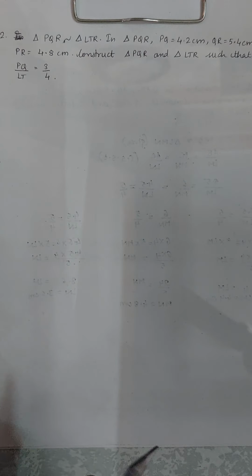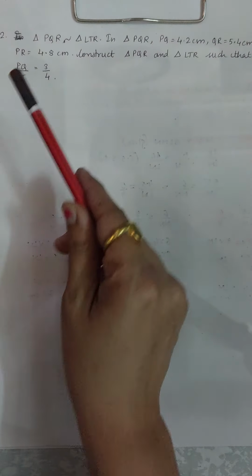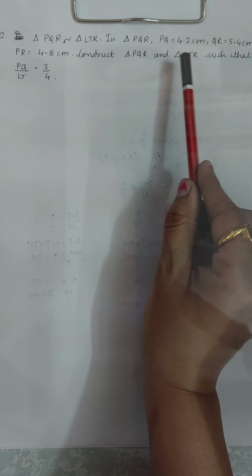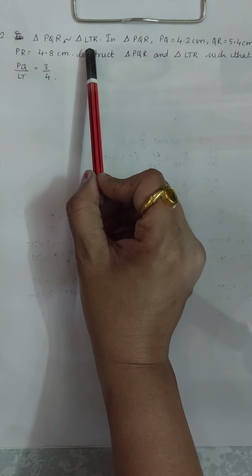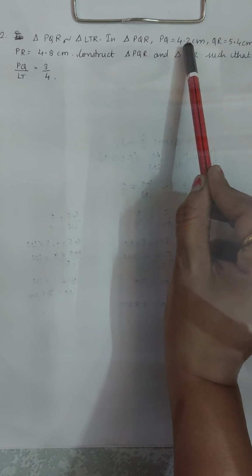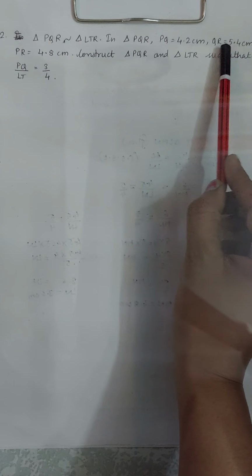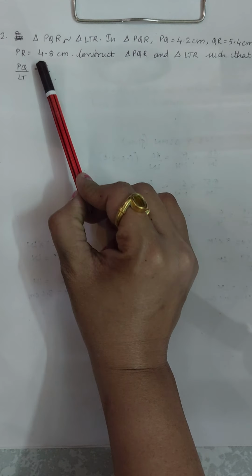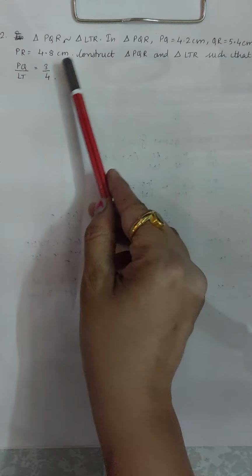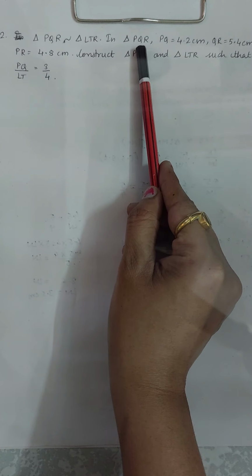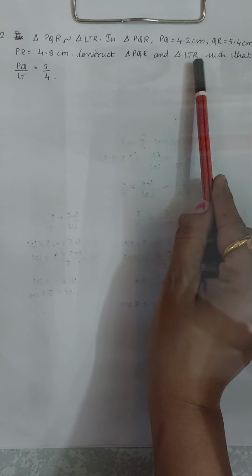Now, in the second question, we are supposed to draw two triangles. See what is given: construct triangle PQR and LTR. PQR is similar to LTR. In triangle PQR, PQ is 4.2, QR is 5.4, and PR is 4.8. Again here, the measurements of only triangle PQR are given, and no information regarding LTR is mentioned.